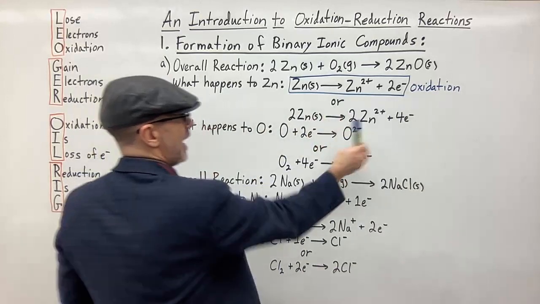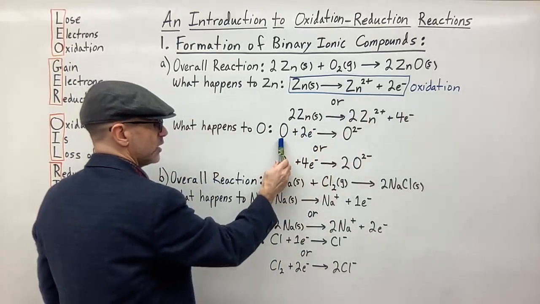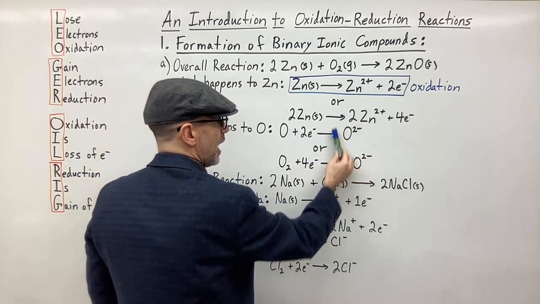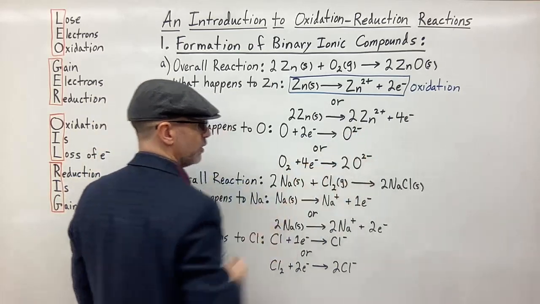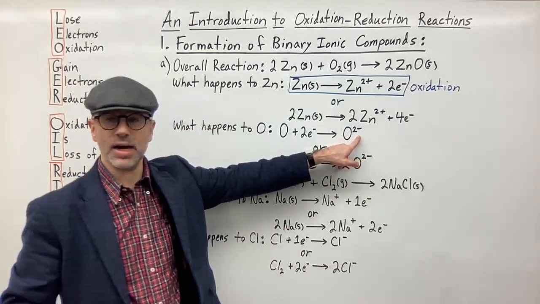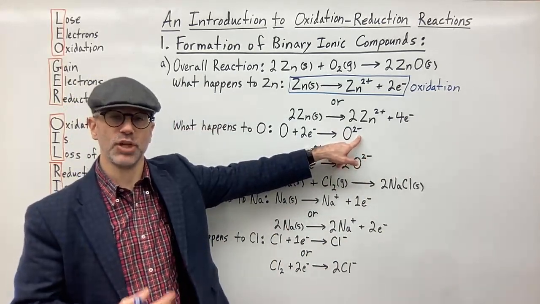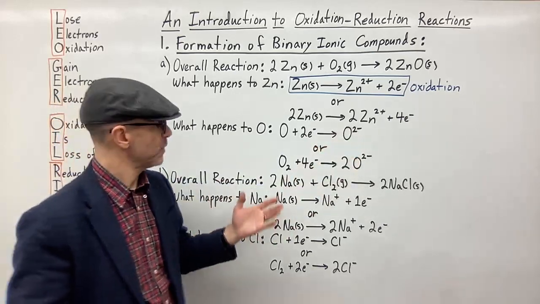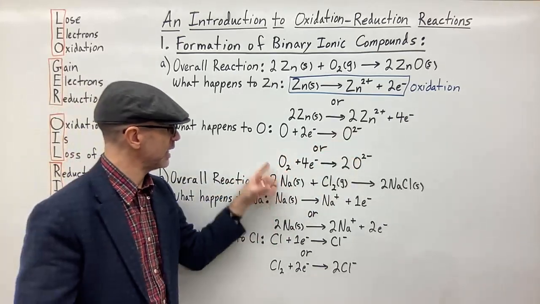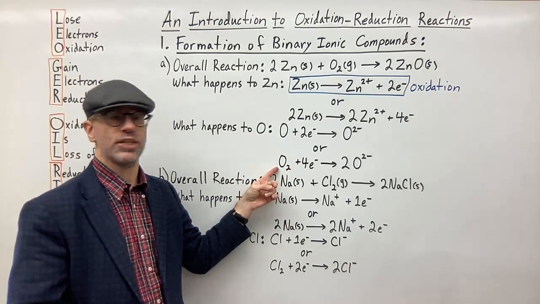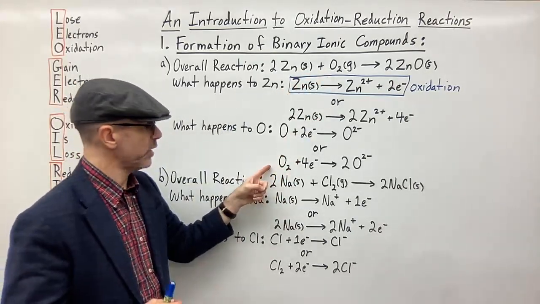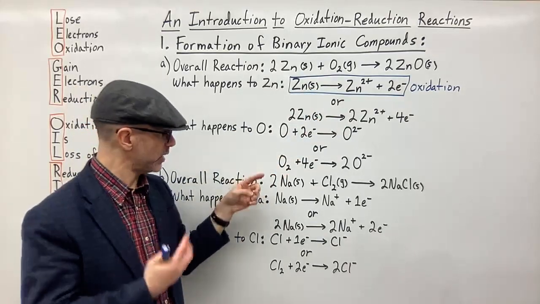So if you write this half reaction out, oxygen gains 2 electrons to become an oxide ion with a -2 charge. So the only way that oxygen has a 2 negative charge is if it gains 2 electrons, right? Simple enough. We could also write this in the form of O2, since we actually have an O2 molecule, then we have 2 oxygen atoms bonded together.